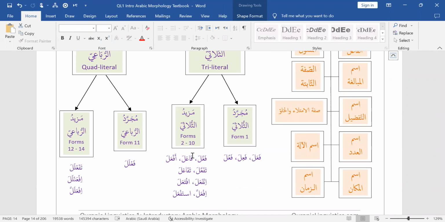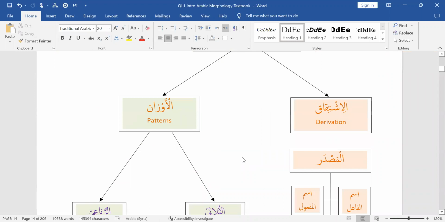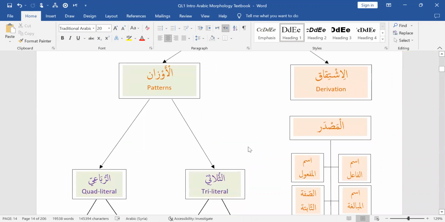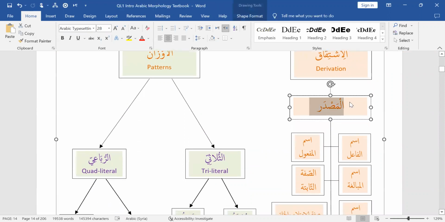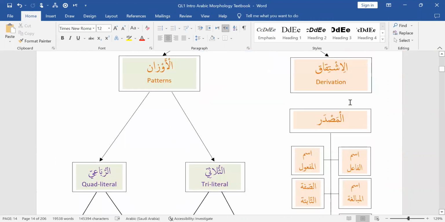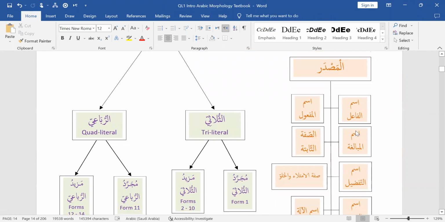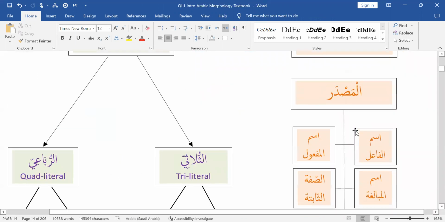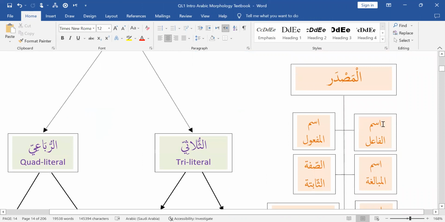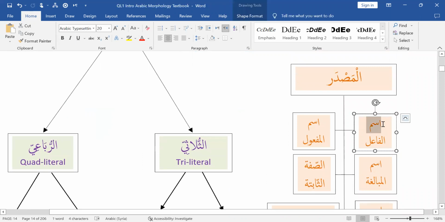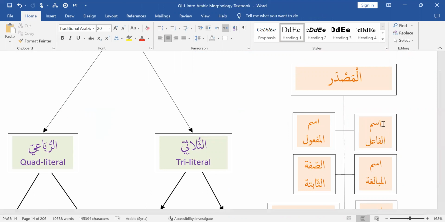That's from the perspective of al-awzan, patterns. From the perspective of al-ishtiqaq, derivation, we will dive deep into masdar, again, form 1 masdar primarily, because every form has a masdar. And we'll also have limited application to forms 2, 3, and 4 masdar. Masdar is the verbal noun. It's like the mother of all words. And we'll look at the children of masdar. You can think of masdar as a mother word, and she has 10 children from the nouns.